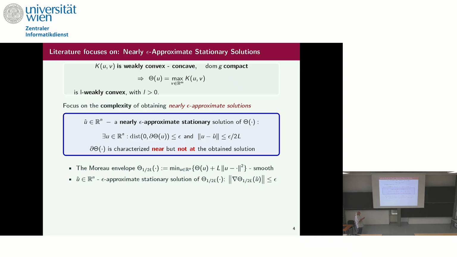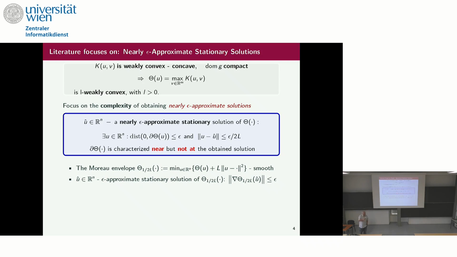And why is that? Because there are two very nice properties, which I think were discovered by Davis and his colleagues, on weakly convex functions: if you look at the Moreau envelope of a weakly convex function, then you get a smooth function. And then, of course, you can look at the approximate stationary point of this smooth function. This gives you exactly this nearly epsilon approximate stationary solution of theta. So you want to find a point where the distance from 0 to the subdifferential of theta is less than epsilon, in the neighborhood of this u hat.